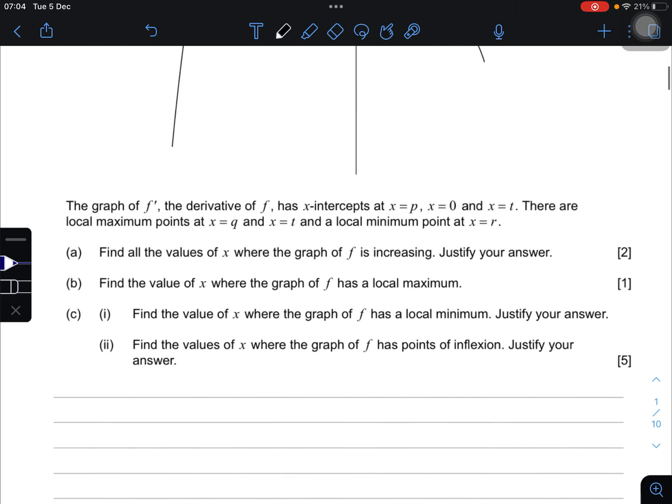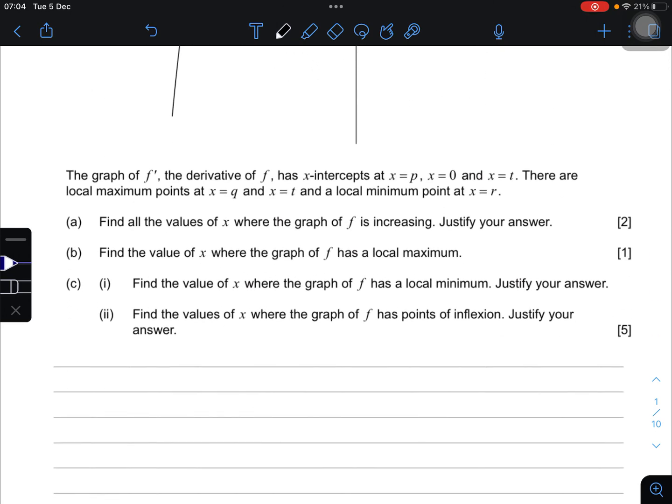Let's look at the question asked, therefore. The graph of f dashed, the derivative of f, okay, that's the important part. Let's highlight some stuff. The derivative of f, so it's f dashed, which is the derivative of f, has intercepts at x equals p, 0, and t. There are local maximum points at x equals q and t, and local minimum points at x equals r. Well, that doesn't really tell us anything more than what the graph was saying.